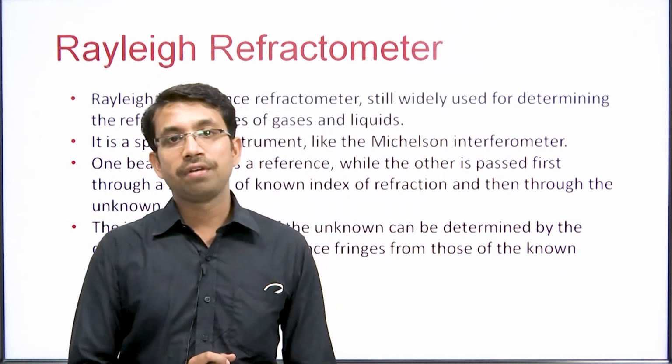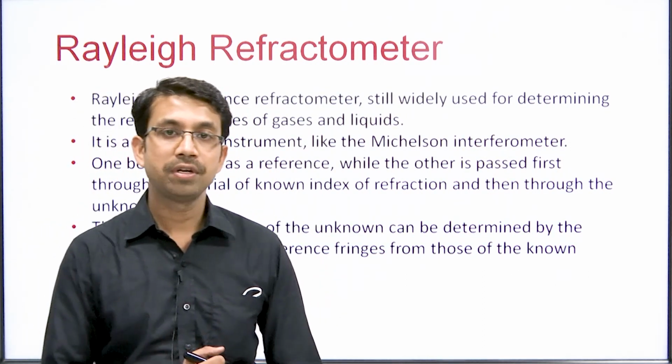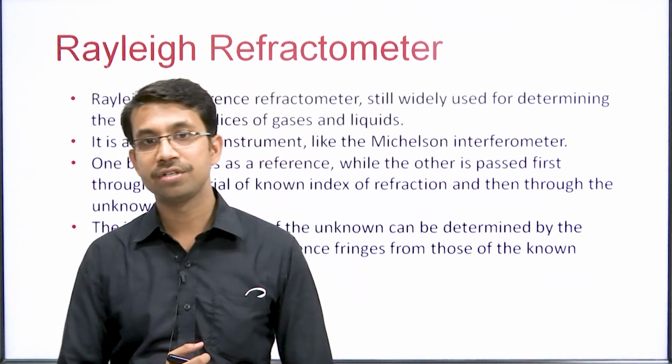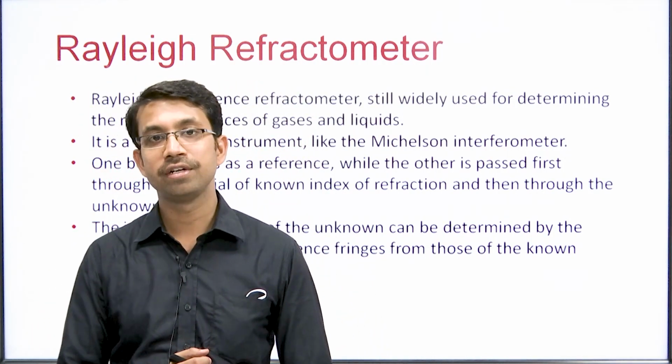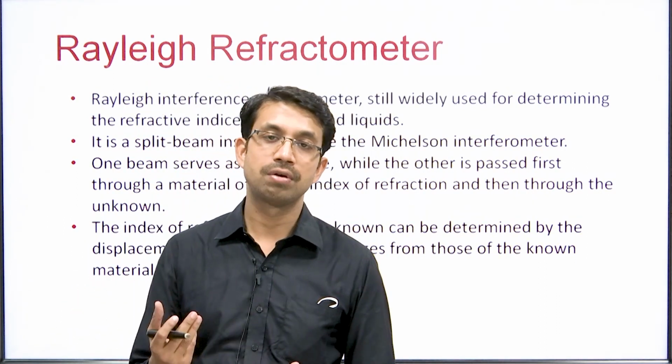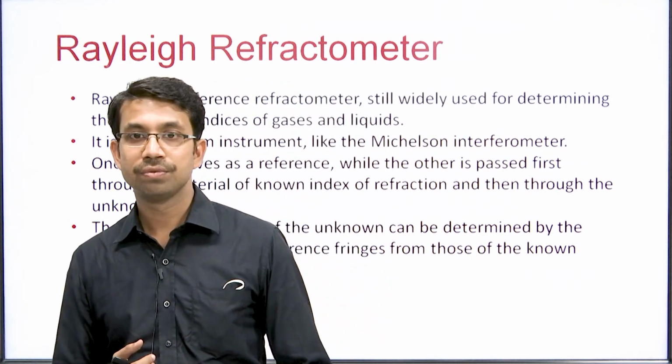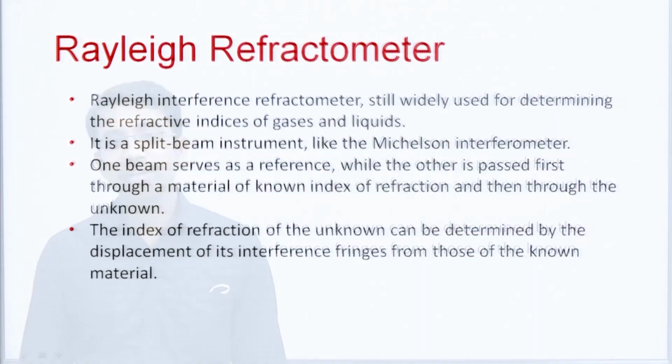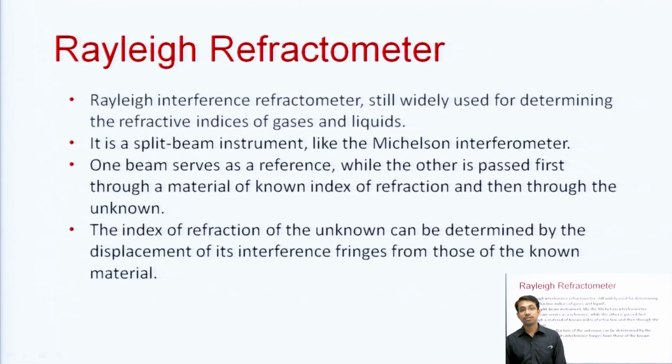So, after Michelson interferometer, we shall discuss Rayleigh refractometer. It is a very old instrument, but it still is used. Still today, it is used for calculating the refractive index of unknown materials, for finding out the thickness. Okay. So, it is still widely used for determining the refractive index of fluids, gases and liquids. It is not generally used for solids, but it is used for finding the refractive index of fluids, liquids and gases. So, it is also a split beam instrument like Michelson interferometer.